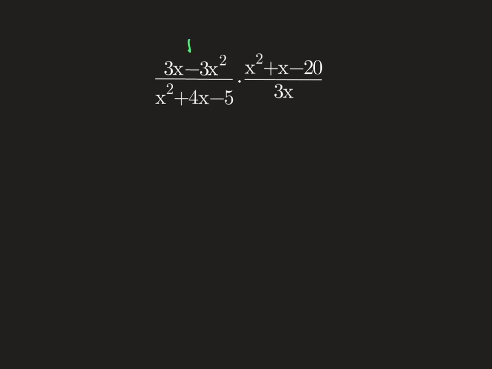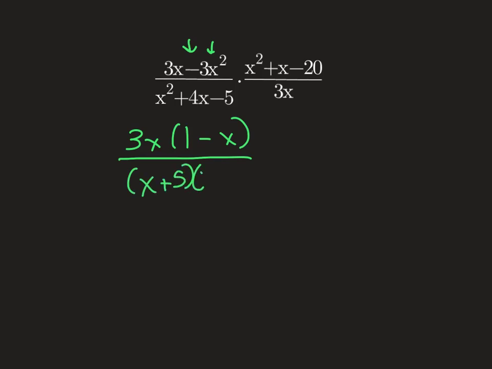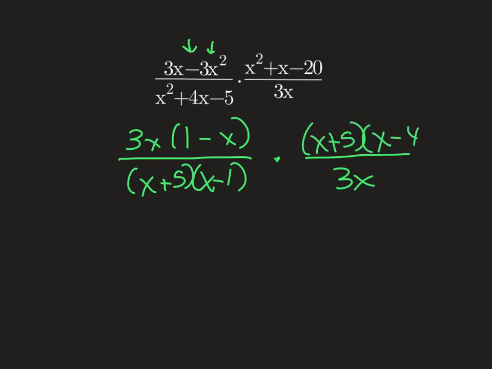So I'm going to factor everything. This first one on the top, you can take out a GCF, which is 3x. When you take that out, that leaves a 1 minus x, because I took out a 3x out of this term, which just leaves an x. My denominator, I need factors of 5 that will give me 4. It'd be x plus 5 and x minus 1. Same thing over here, I'm going to factor x plus 5, x minus 4.